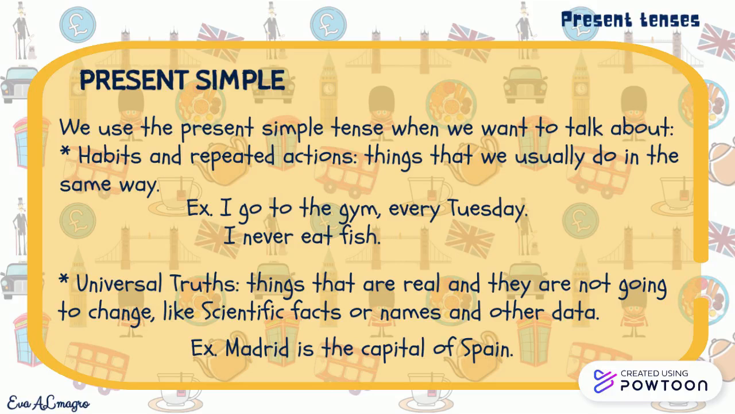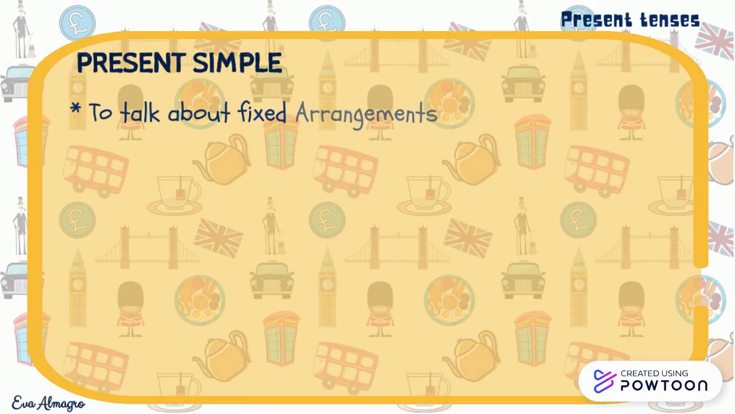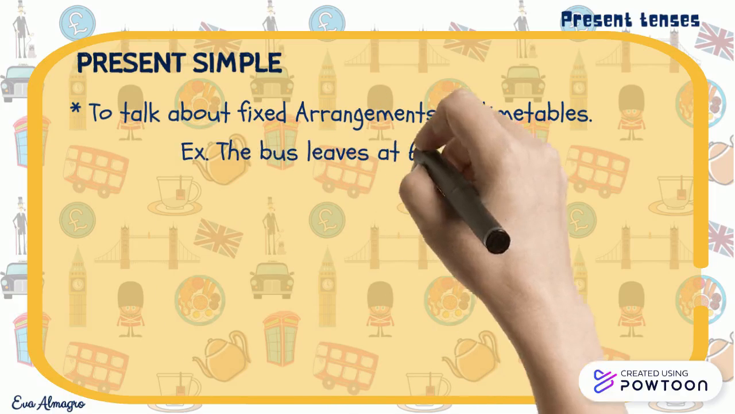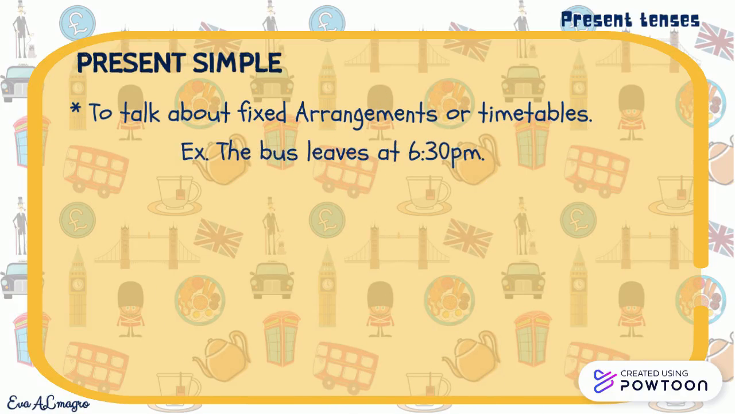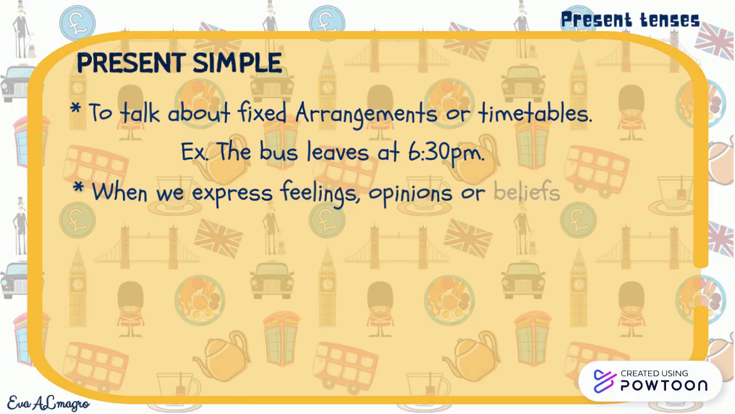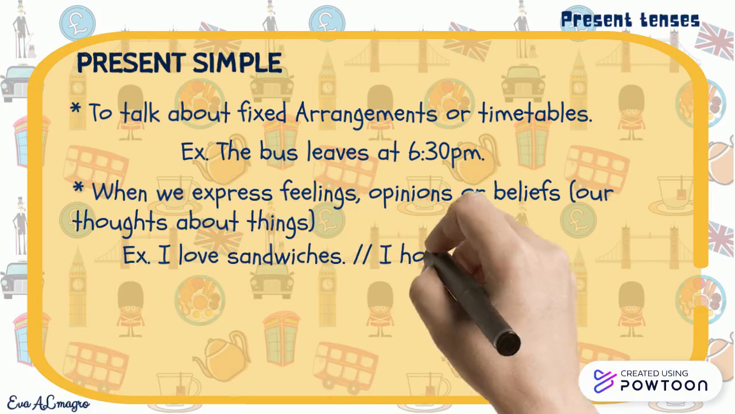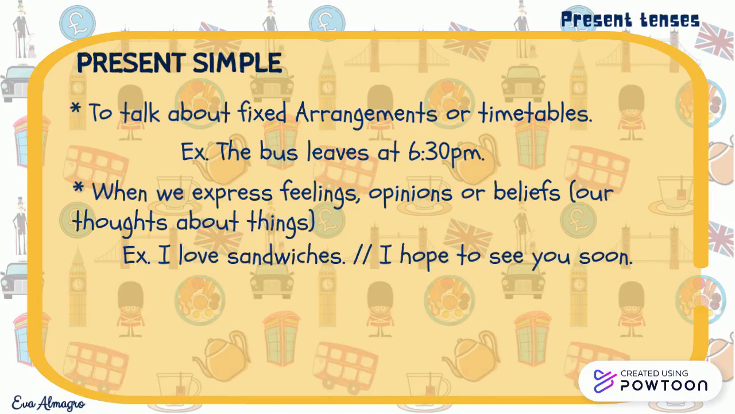be changed anytime soon. Present simple is also used to talk about fixed arrangements. These are dates that we arrange, or timetables that we have, a schedule. Like for example, the bus leaves at 6:30 p.m. Also, when we express feelings, opinions, or beliefs, this is how we think about things, we use present simple, like in these two examples. I love sandwiches, or I hope to see you soon.